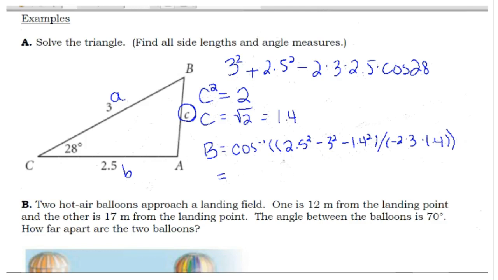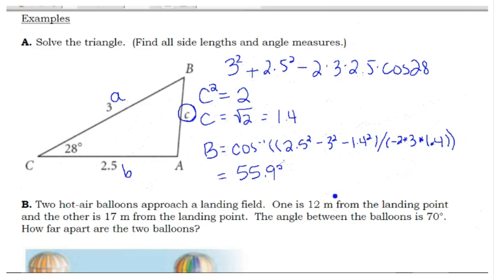So if I type this correctly, it should be the cosine inverse, an extra parentheses, 2.5 squared minus 3 squared minus 1.4 squared, close my numerator, divide, open my denominator, negative 2 times 3 times 1.4, and then close the parentheses, and that tells me that the measure of angle B is 55.9 degrees.